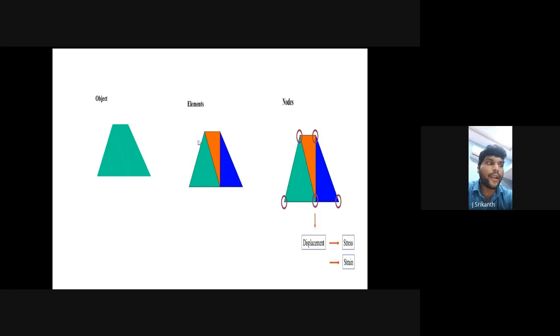So in that particular object, in that particular complex structure, the body will be divided into three elements. Okay, it's clear. Next one, how many nodal points will be included? 5 nodal points. It's clear. So this is the meaning of discretization.